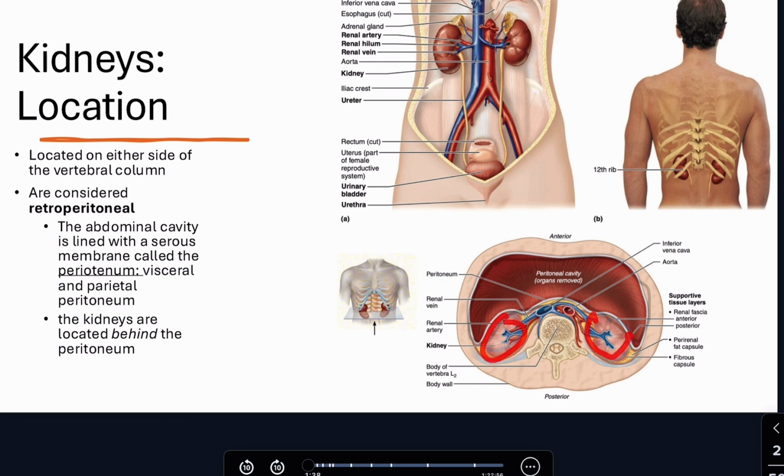We know that the abdominal cavity is going to be lined with this serous membrane that we call the peritoneum, right? It's going to hold those abdominal organs. And there's going to be a visceral, parietal peritoneum, just like any of the sacs that we talked about, right? The pericardium, for example. So the peritoneal cavity, as we know, over here. And the kidneys, we're going to find them just behind that peritoneal cavity right over here.